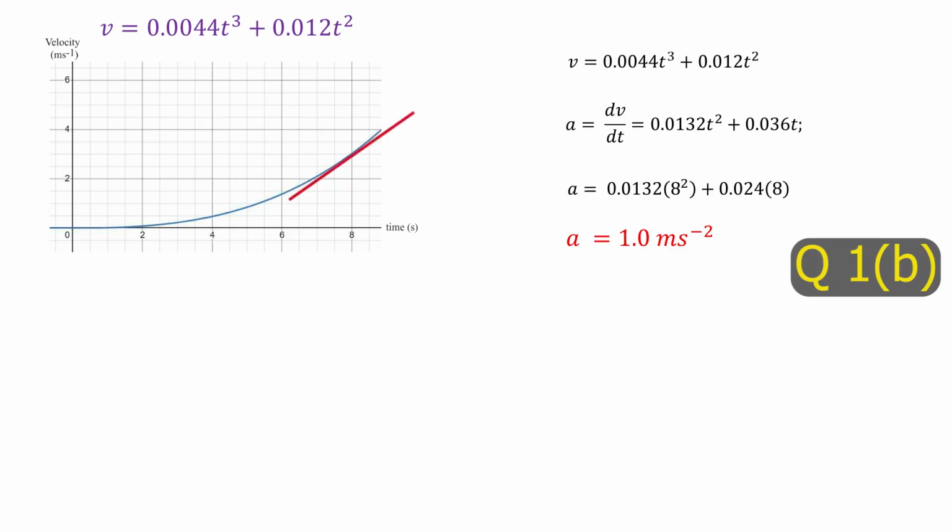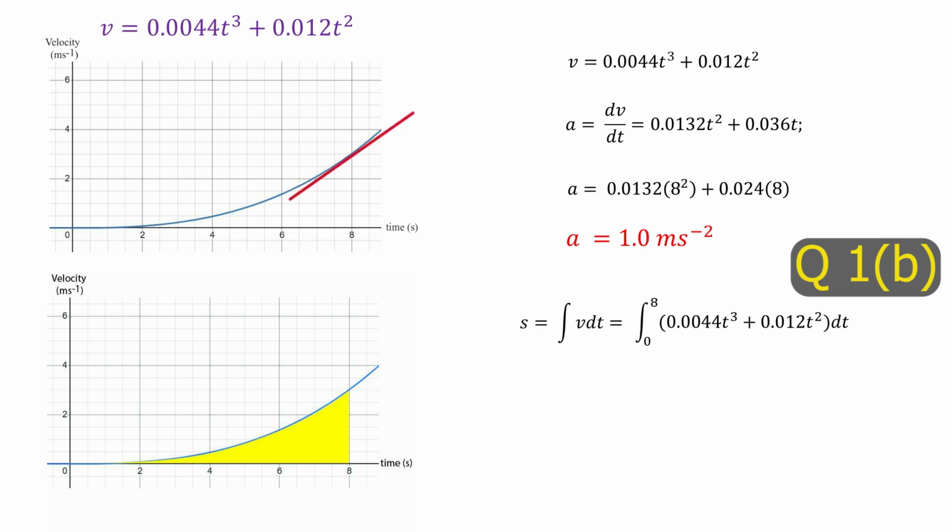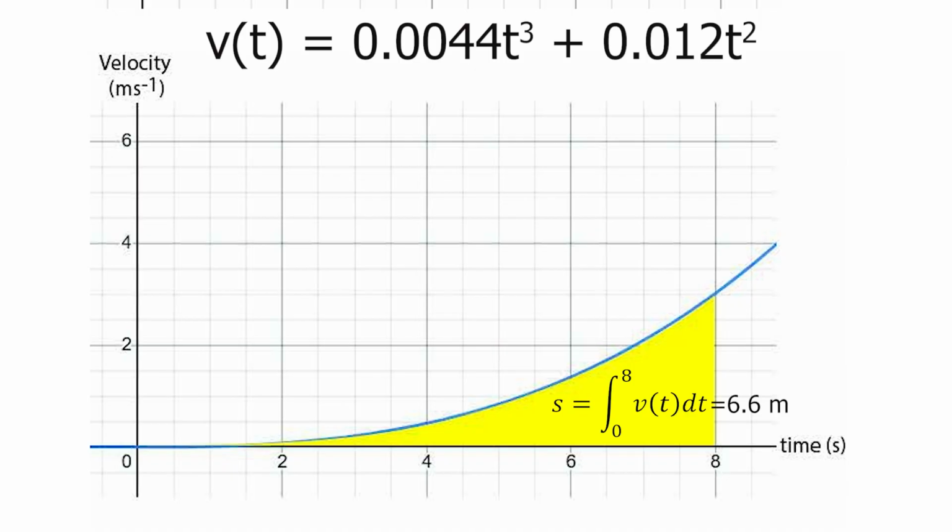Now recall, displacement is the product of velocity times time. So we're not differentiating here, we're integrating, because this is a product we're speaking about. So we integrate our velocity as a function of time with respect to time from 0 to 8 seconds, and you get an answer of 6.6 meters. And that 6.6 meters is represented by the area under the velocity-time graph.